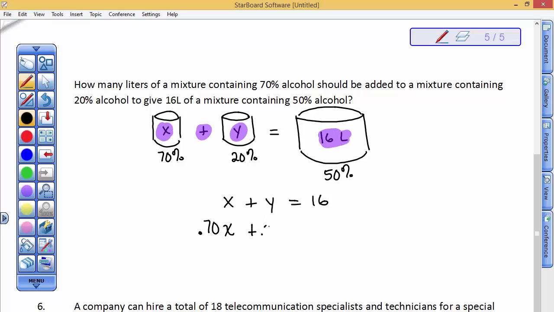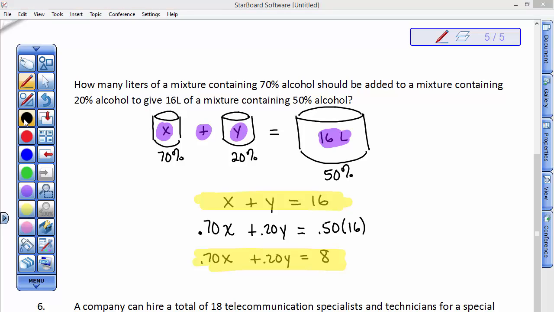I'm going to pull the 20% out of the Y container, and if I do that, I have to pull the 50% out of the 16-liter container. So this was the percentage times an amount. A percentage times an amount. So this right here, this equation would turn out 50% of 16 is 8. And my two equations, I'm going to highlight in a minute here, and you can solve whatever method you'd like, would be the x plus y equals 16 and the 0.70x plus the 0.20y equals 8. And I'm just going to tell you that I found that x equals 9.6 liters, and therefore those to total to be 16, this has to be 6.4 liters.